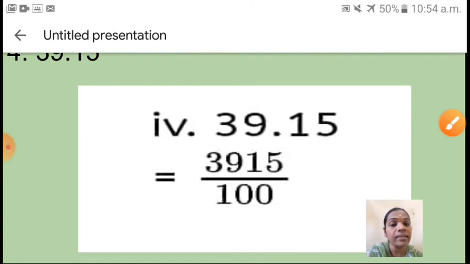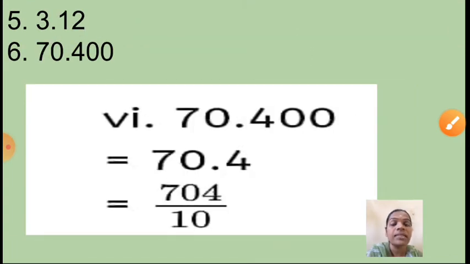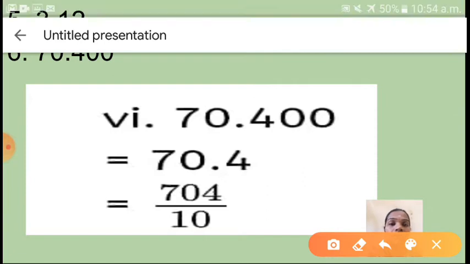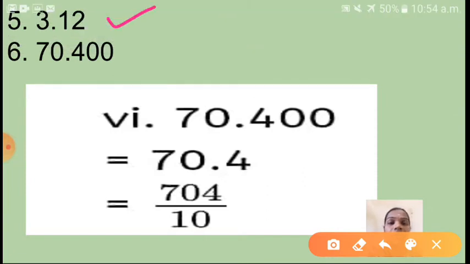The next one, the fifth one, is your homework here, children: 3.12. Can anyone give me the answer now? Yes, 3.12. The first step is, you have to ignore the decimal point.